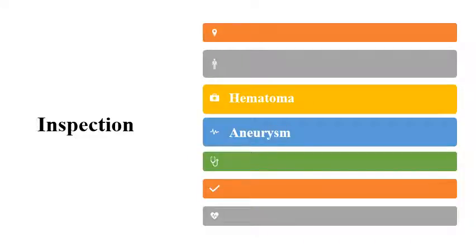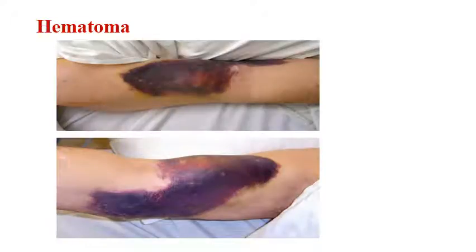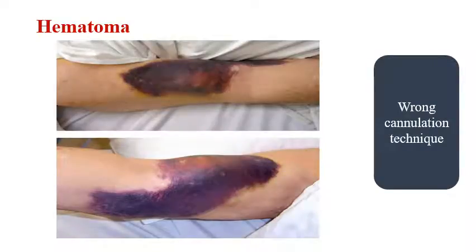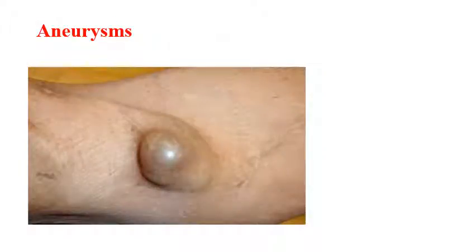After the site and signs of inflammation, now we have to look for swelling, hematoma and aneurysm. This is a hematoma at the site of the AV fistula. If you find it, you can describe that there is a hematoma at the site, usually due to the wrong cannulation technique of the AV fistula. Then this is the aneurysm. The aneurysm is an enlarged part of the fistula like this.